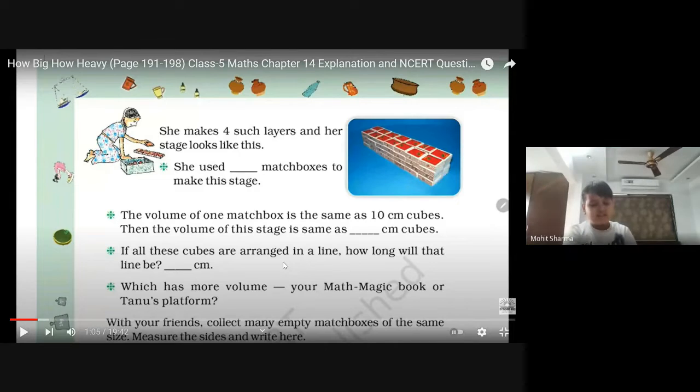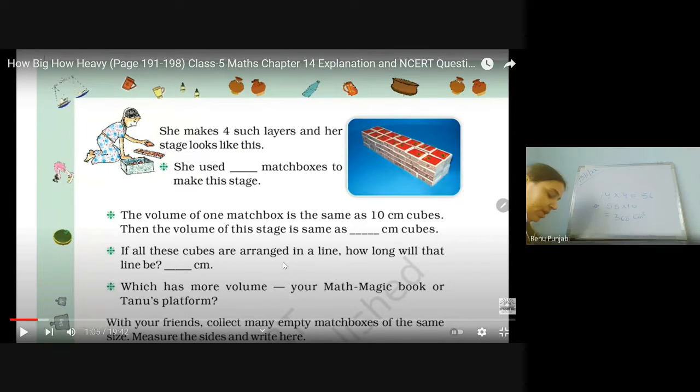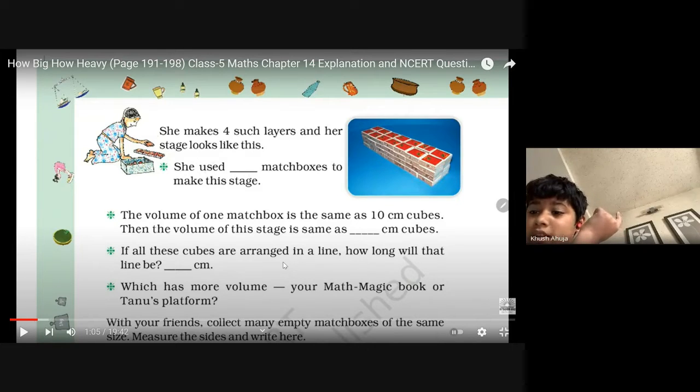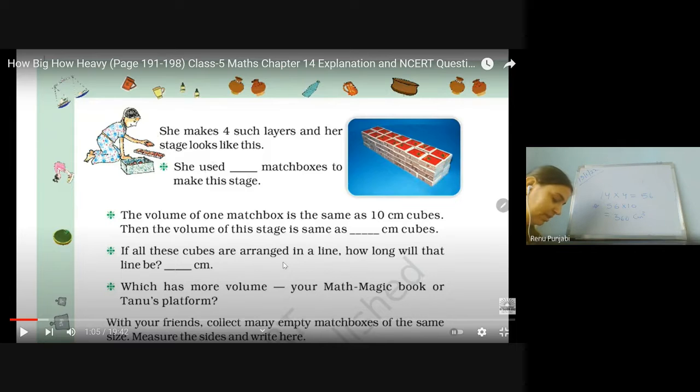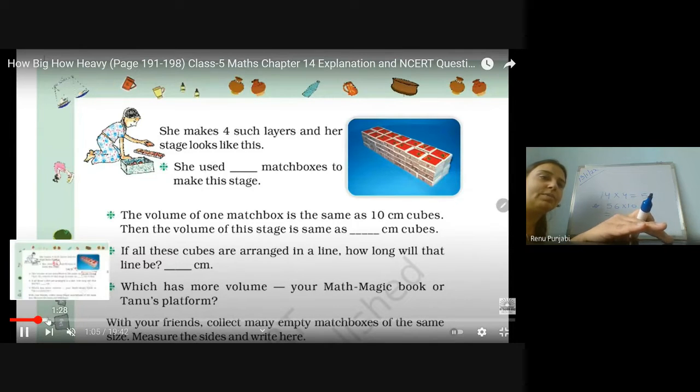Ma'am, can I take the third one? Yeah. If all these cubes are arranged in a line, how long will that line be? 14 are in one layer, and one is 10, so how long will the line be? Ma'am, 560 centimeters. No, if all these cubes are arranged in a line, there were 14 in one layer. So if all will be arranged in a line, what will be the answer?